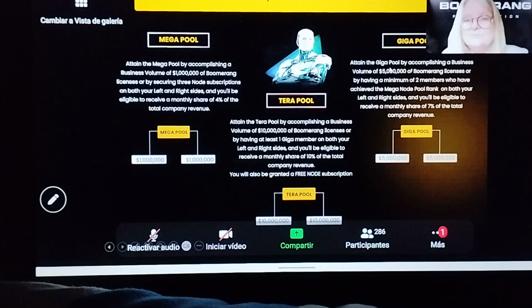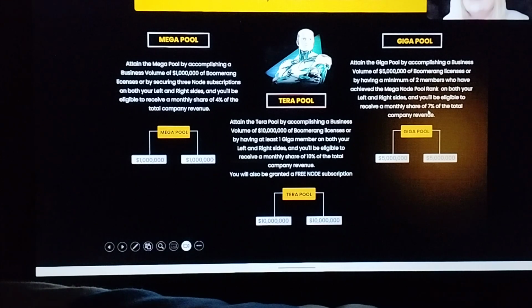From Mega Pool, we go to Giga Pool. You attain the Giga Pool by accomplishing a business volume of 5 million of Boomerang licenses, or having a minimum of 2 members who have achieved the Mega Pool rank on both your left and your right side, and you'll be eligible to receive a monthly share of 7% of the total company revenue. So that's 3% more.